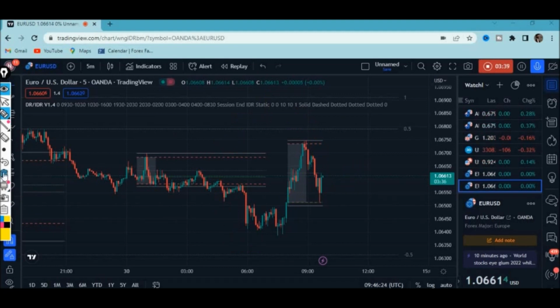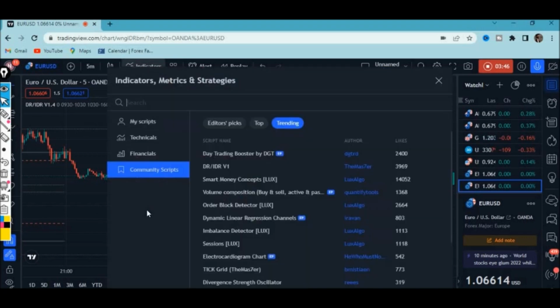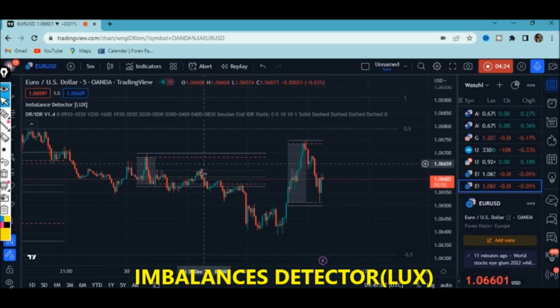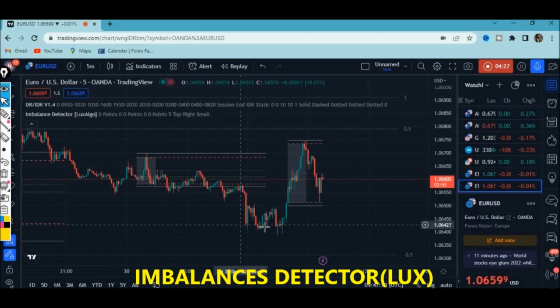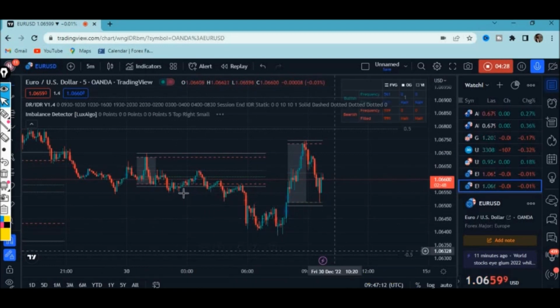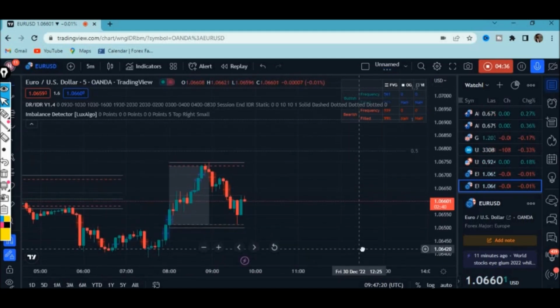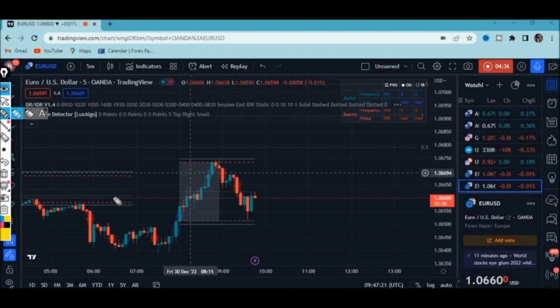Okay, so let's take advantage of this, look for imbalances as well, so we are able to scalp a few pips. Click on the indicators tab right here and type imbalance detector. The owner is LuxAlgo. Click on it. Once you click on it, this is how it appears on your chart. As you can see right here, I don't know whether it is visible, so let me zoom, and you will see there is a highlight right here. You can see it in blue and in red color.